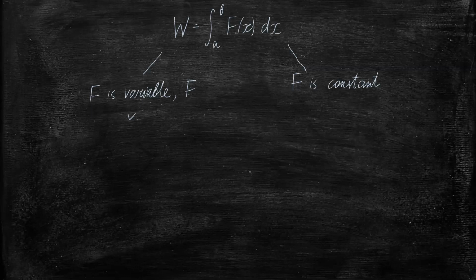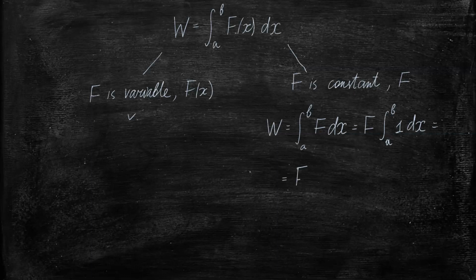So f is variable means we have f of x, but if f is constant, that means we just have f that doesn't depend on anything. If f is constant, let's see what's going to happen here. We set up the integral, but remember f is a constant and it doesn't depend on x, so we can just take it outside of the integral. When you integrate 1, because that's what's left inside of the integral, what do you get? You get x evaluated from a to b. You get, by the fundamental theorem of calculus, b minus a.